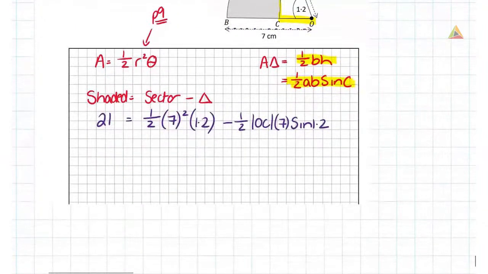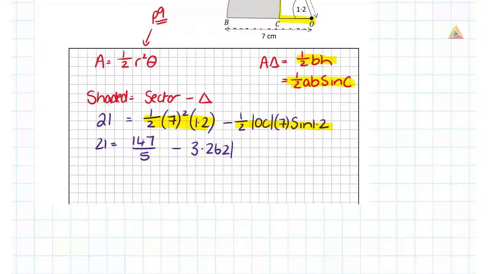And we're going to work out as much as we can. So we can put this whole thing straight into our calculator, and I think that should be giving you 147 over 5. And we'll put as much of this in as we can into our calculator. So that's giving us 3.262, I think. So 3.262, and you have your OC there as well.